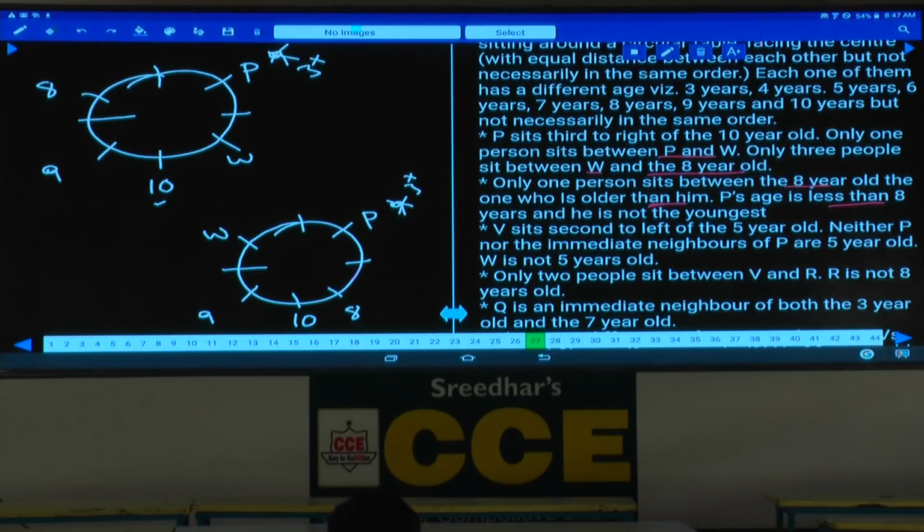The next one. V sits second to the left of 5-year-old. If 5-year-old is here, then V will be here, that is one part. Or if 5-year-old is here, V will be here, isn't it? And so many possibilities we have. Hence we have a number of possibilities. V sits second to the left of 5-year-old.